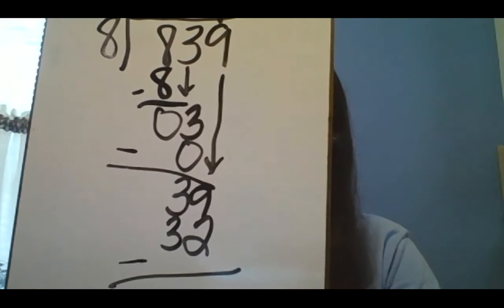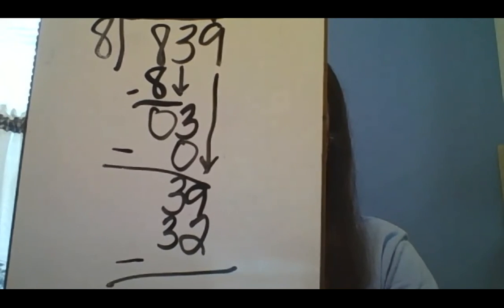So 39 minus 32. So 9, okay, here's my 9. A little backwards. There we go. You guys, 9. So we have 9 minus 2. So 9, 8, 7. So 9 minus 2 gives us 7.